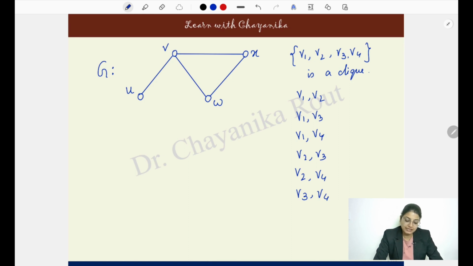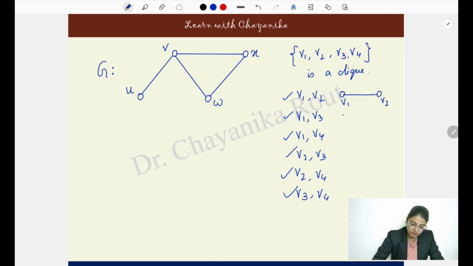Now, this set is clique, means every pair of vertices that can be formed from this set, those pair of vertices are adjacent in the graph. That means in my graph, definitely the two vertices V1 and V2 are adjacent to each other. Similarly, V1 and V3 are also adjacent to each other. So is for V1 and V4 and for all the rest of the pairs also. So that is the reason we term it as a clique.